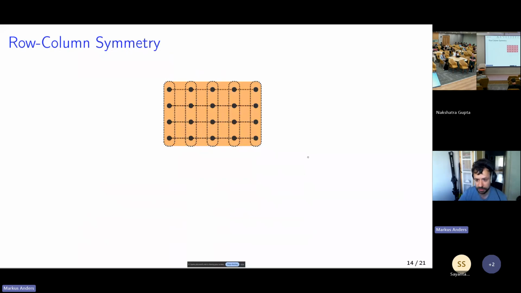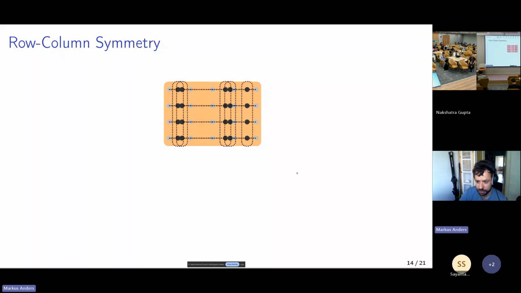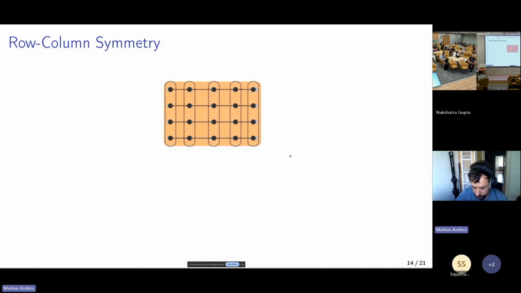This is row column symmetry. And I think from the name, you can already guess what it is. So again, this means we can arrange the variables in a matrix shape, and then the rows of the matrix are interchangeable, but also this time the columns are interchangeable arbitrarily as well. And this is row column symmetry.